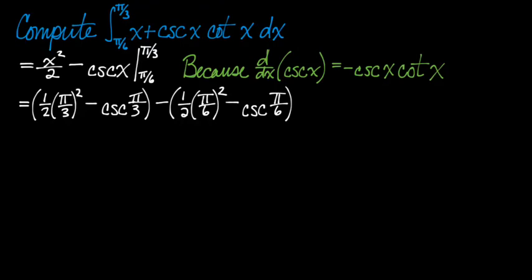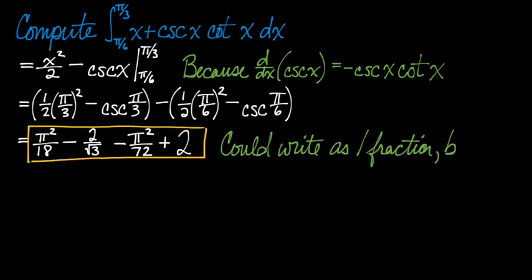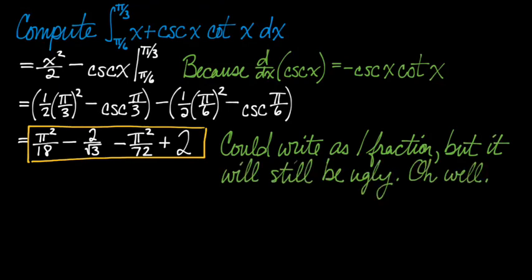Now, sine of pi over 3 is equal to radical 3 over 2, which means that cosecant of pi over 3 is 2 over radical 3, and sine of pi over 6 is 1/2, so cosecant of pi over 6 is 2. And I'm looking at this and I'm thinking, I'm really not going to be able to make this much prettier, so I'm going to call this good.